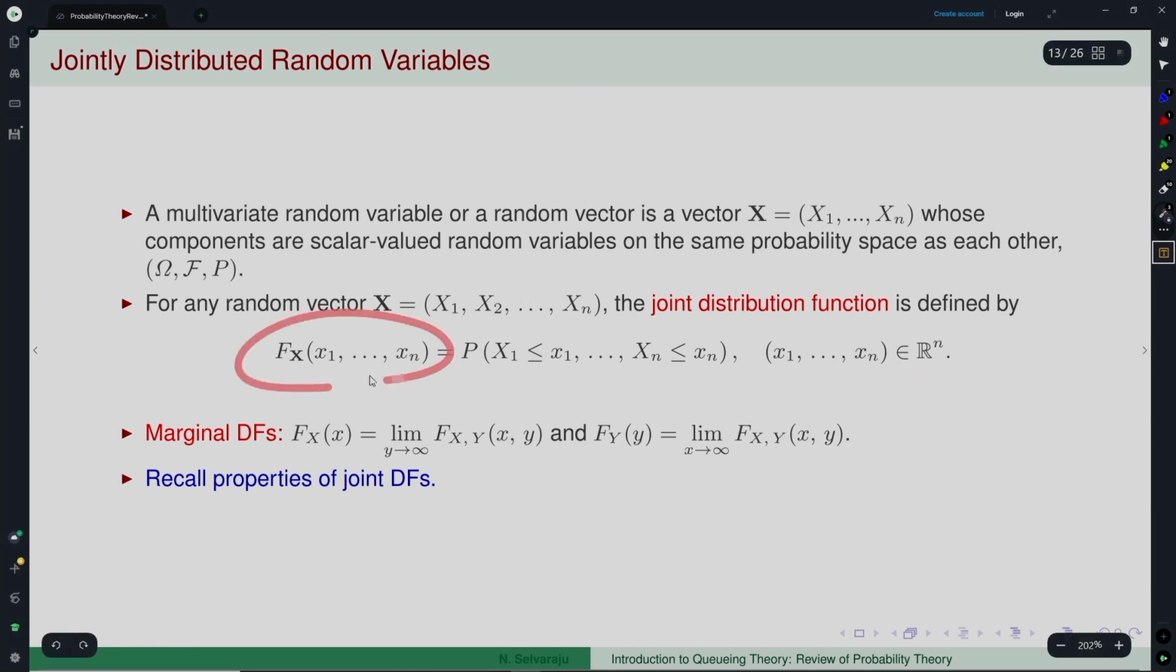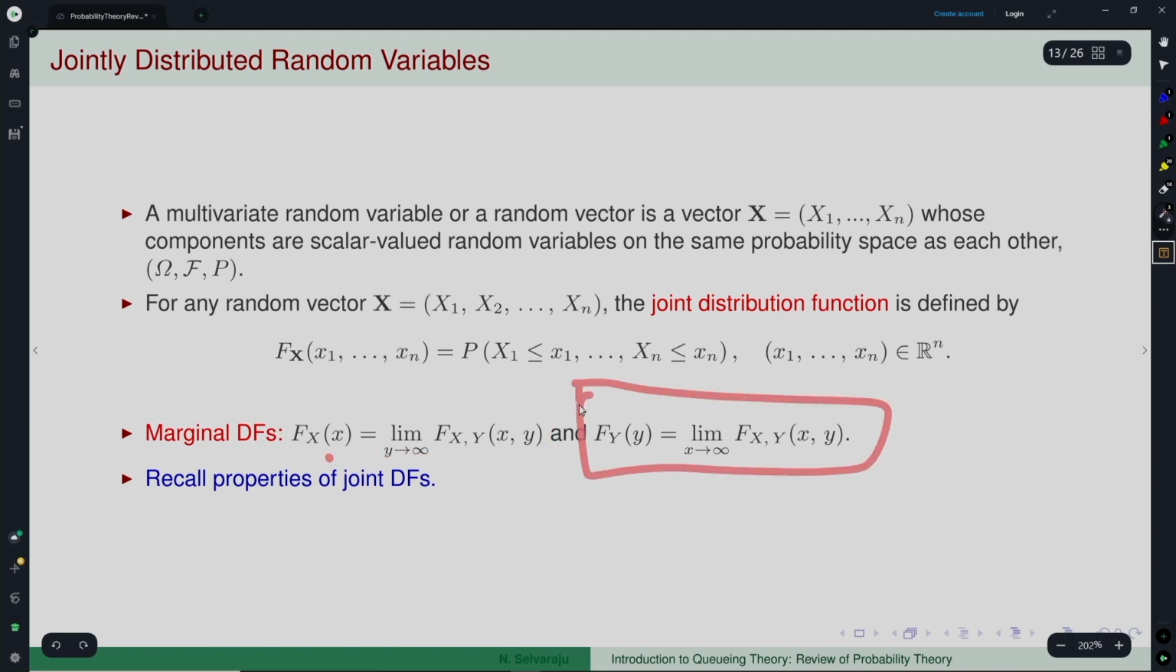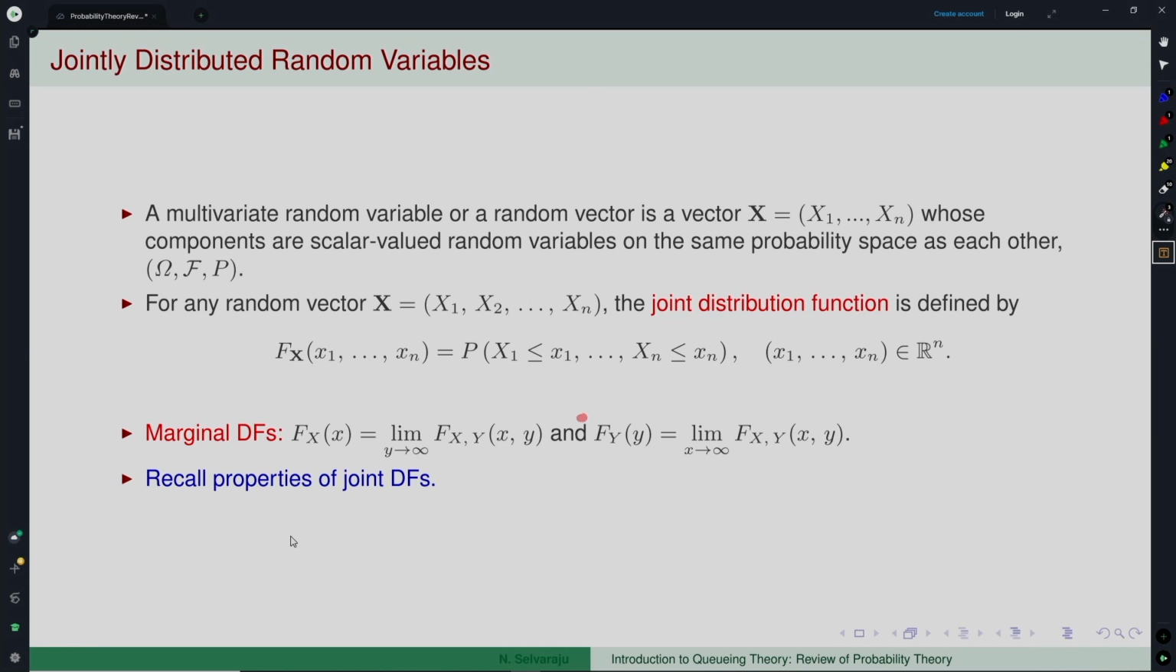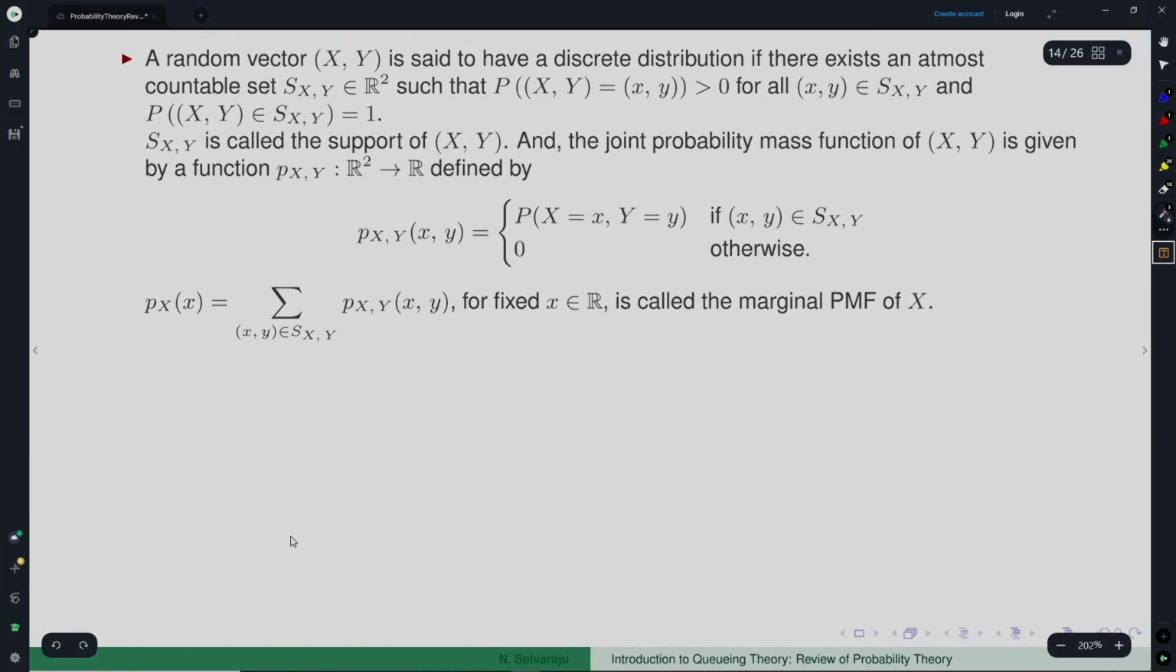From this one can obtain what we call marginal distribution functions, which are defined in this manner. Suppose you are considering 2 random variables and you are looking at the marginal distributions of X and Y, then this is how you can obtain them. And you can then recall certain properties of these joint distribution functions and so on.